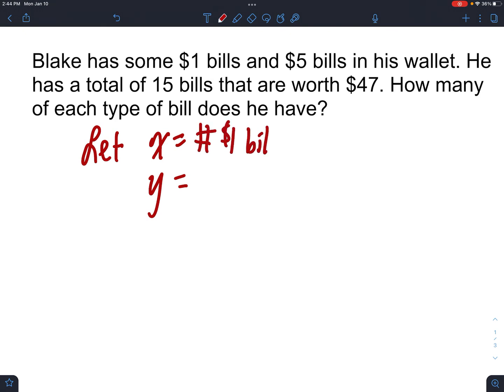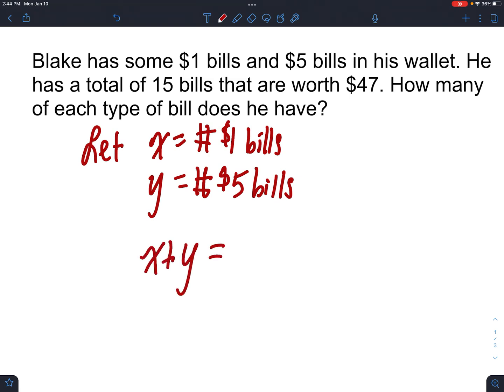So x is going to be the number of $1 bills, and y is going to be the number of $5 bills. Okay. So x plus y should be the total number of bills, right? Which is 15. So just like that, we already have half of our system made up. Okay. The other equation's got to use 47 somehow. And x and y, of course.